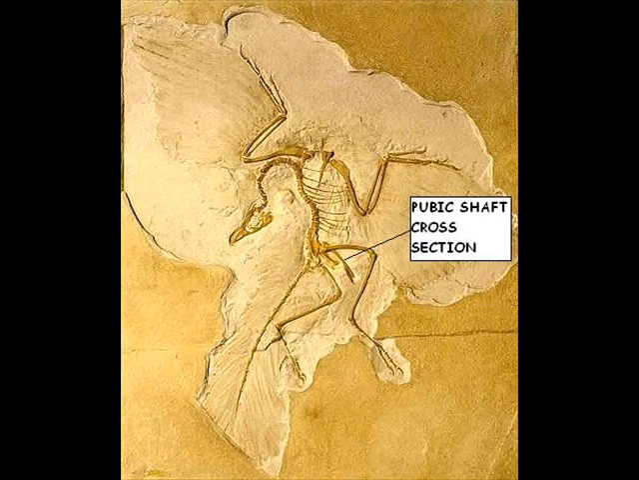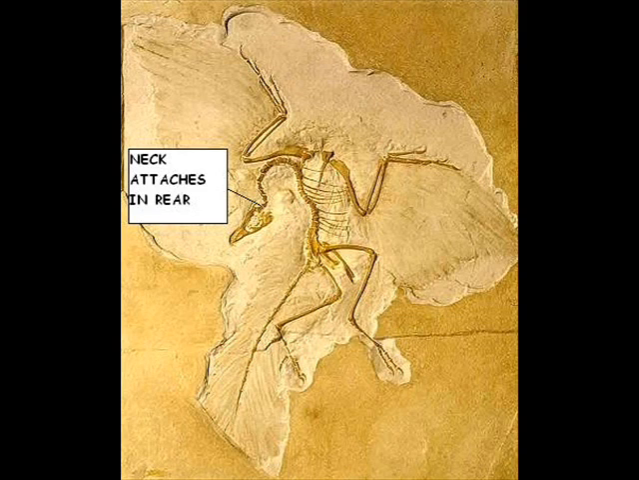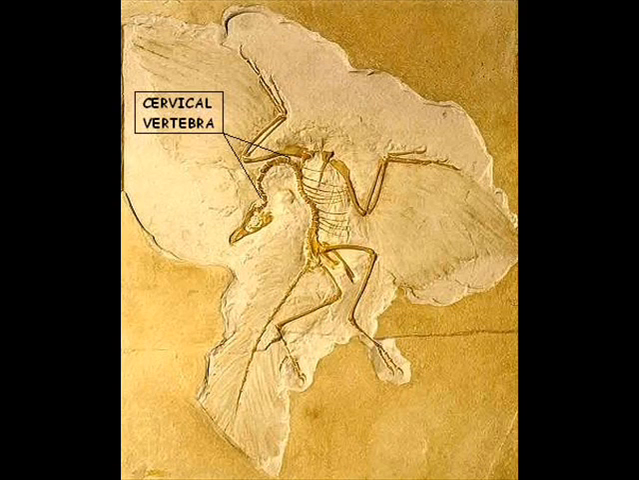8. Pubic shafts. In Archaeopteryx, the pubic shafts are plate-like, with a slightly angled transverse cross-section. This is a characteristic shared with dromaeosaurs, but not with other dinosaurs or modern birds. 9. Cerebral hemispheres. In birds, the cerebral hemispheres are stout, while in Archaeopteryx they are long and slender, as in reptiles. 10. Neck attachment to skull. Unlike birds, where the skull is attached to the neck from below, Archaeopteryx has its neck attachment in the rear, as found in dinosaurs. 11. Cervical vertebra facets. Archaeopteryx has simple concave articular facets, as in archosaurs. Modern birds have saddle-shaped facets. This makes Archaeopteryx more like a dinosaur than a bird.